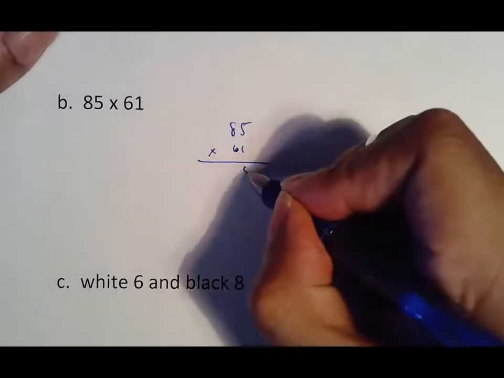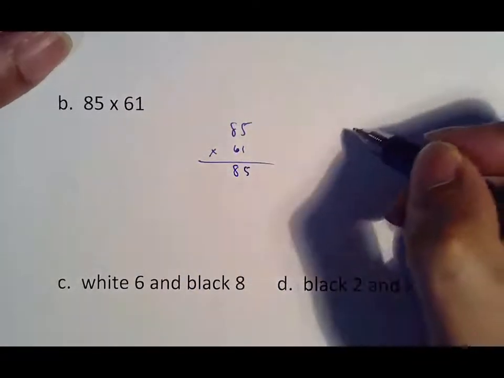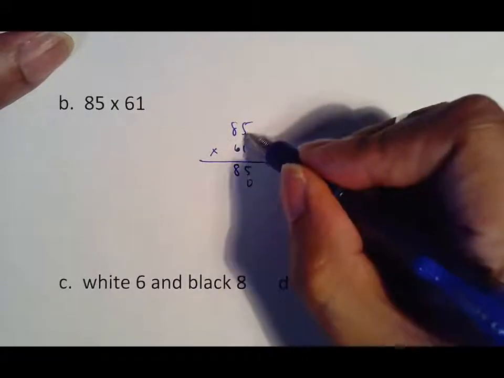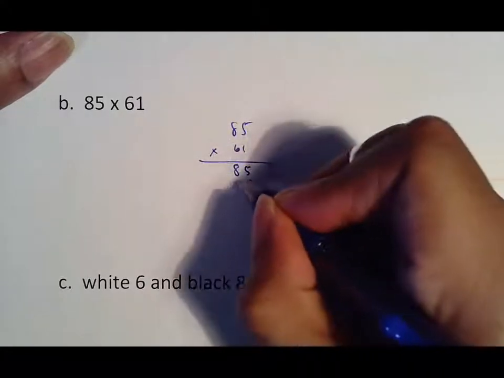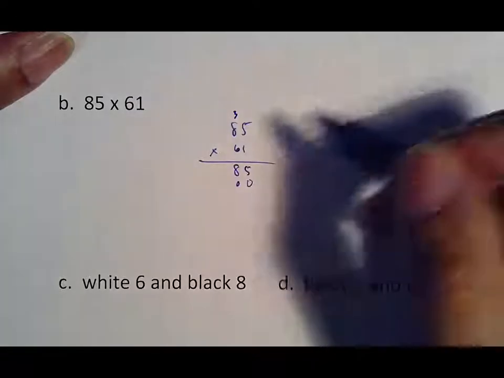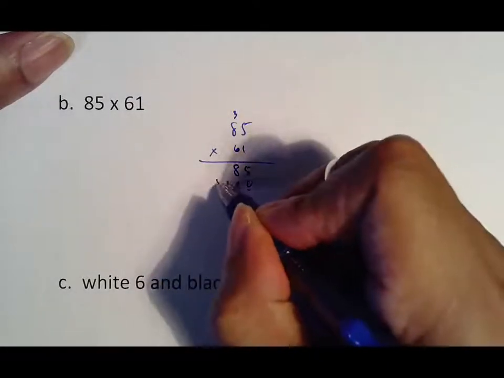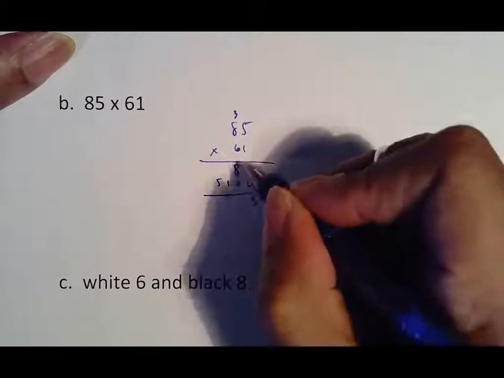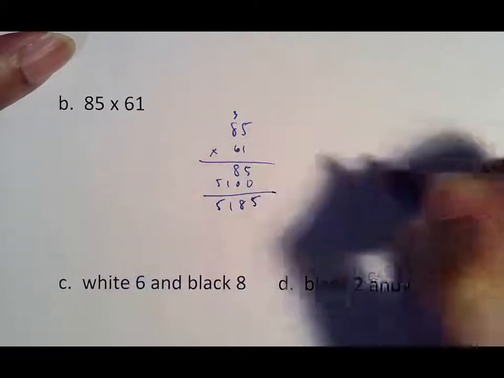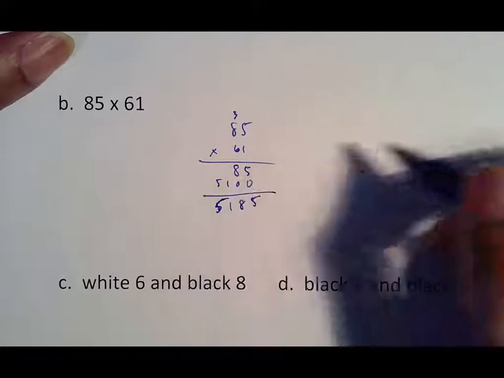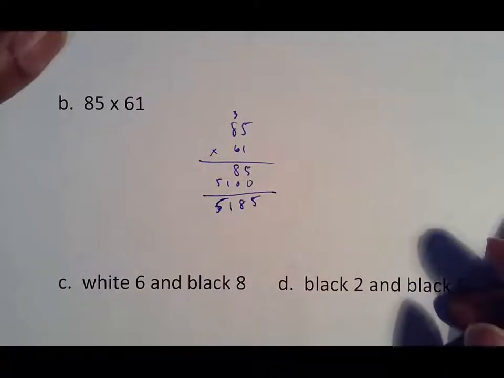85, 61, 1 times 5 is 5, 1 times 8, 8. Bring down the 0. 6 times 5 is 30, so you put 0 from 30, bring up your 3. 6 times 8 is 48, plus 3 is 51. And then you add all your numbers. And that would be it. 5185 would be it. All right.